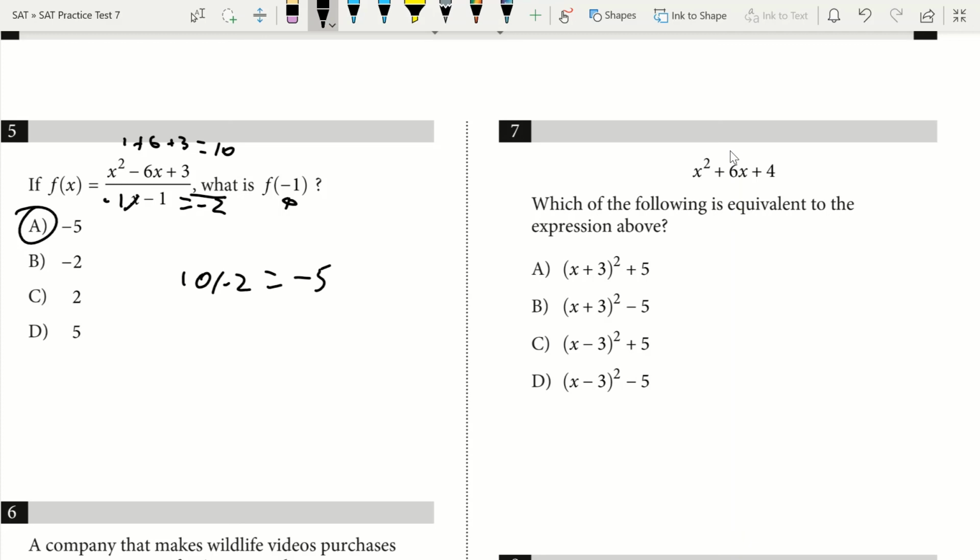Question 7. Which of the following is equivalent to the expression above, x squared plus 6x plus 4? All right, well, I see that I have plus 6x here, so I know that in my squared value, I have to have a positive, because if I had a negative, I'd end up with minus 6x, so I can get rid of C and D. And now I have plus 4 here, so I'm just looking for which one gets me there. I see that I have plus 3 squared, right? That's going to give me plus 9. 9 minus 5 gives me that 4 that I have up here, so I know my answer choice will be B.